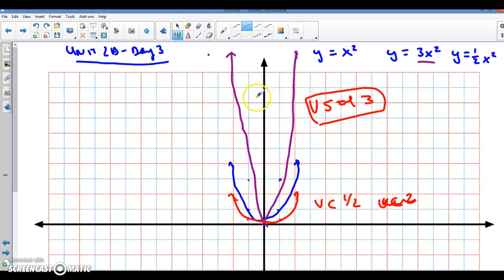So they do interact, but the difference, algebraically at least, is that my multiple, my 3 or my half, is right on the x. So I have something like 3x all squared. If I put that into an equation, or put it in a table of values, or graph it in Desmos, and why don't I do that?